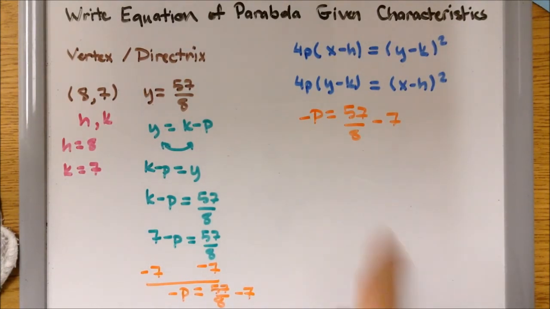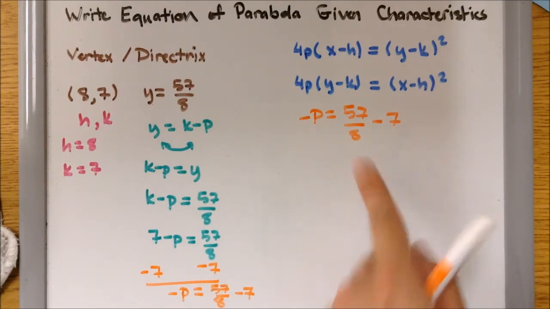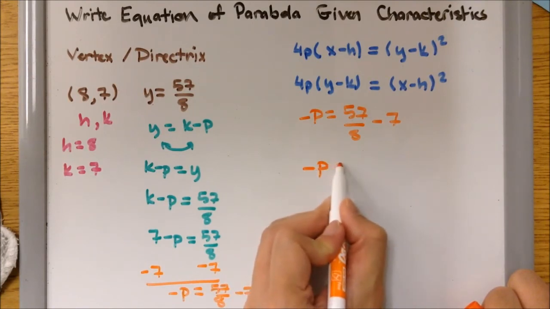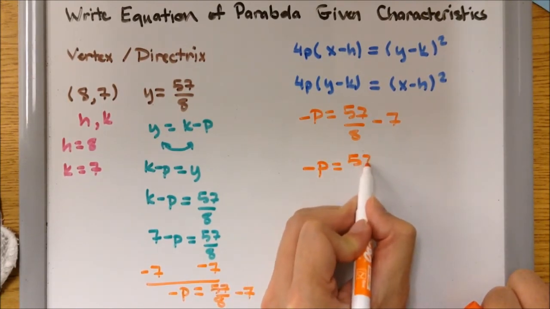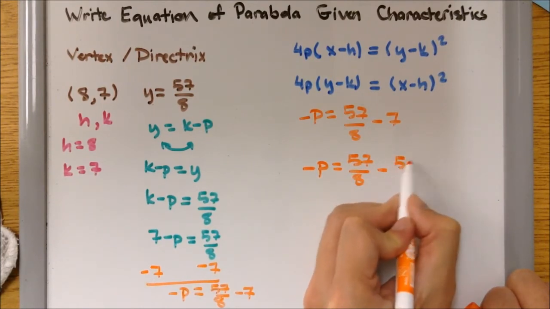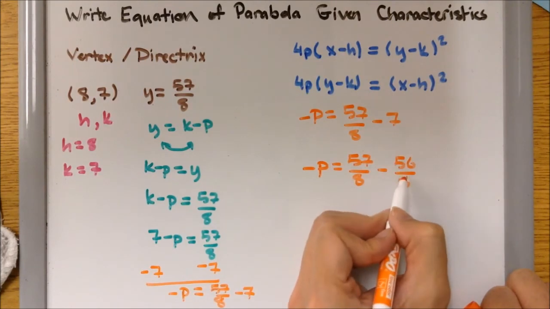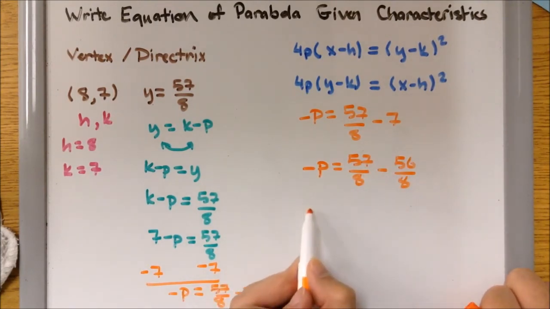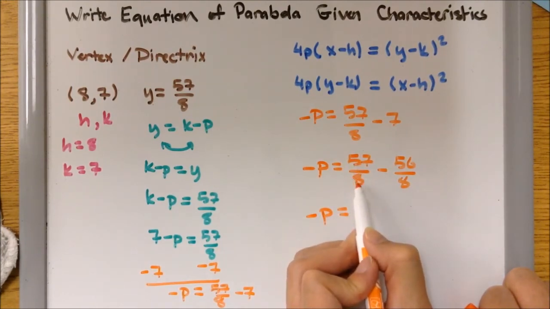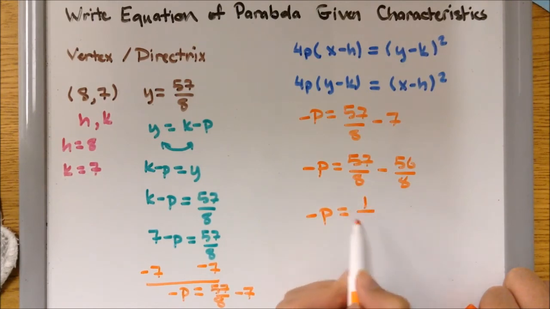From there, I'm going to change the 7 into a fraction with a common denominator of 8. So it's going to be negative p equals 57 over 8 minus 56 over 8. So 7 is equivalent to 56 over 8. Therefore, negative p will equal 57 over 8 minus 56 over 8, which becomes 1 over 8.